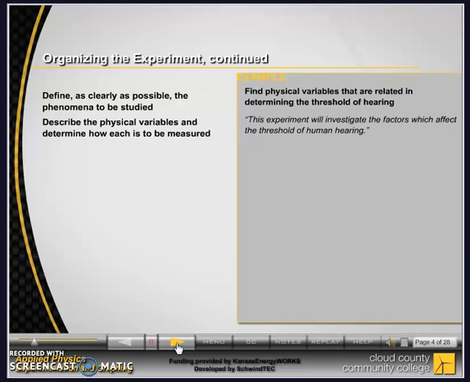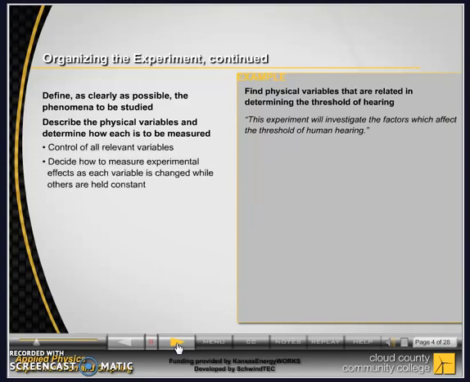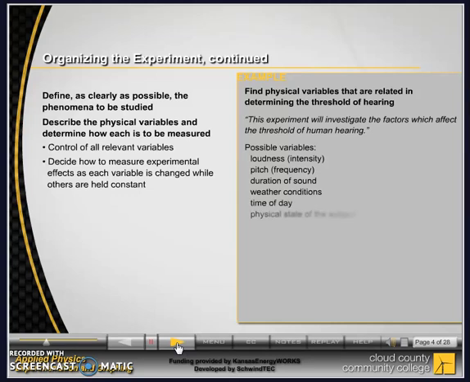Good experimentation calls for the control of all relevant variables and deciding on how to measure experimental effects as each variable is changed while others are held constant. In this hearing problem, the possible variables you might think of are loudness, intensity, pitch or frequency, duration of sound, weather conditions, time of day, physical state of the subject, mental state of the subject, and location of the experiment.